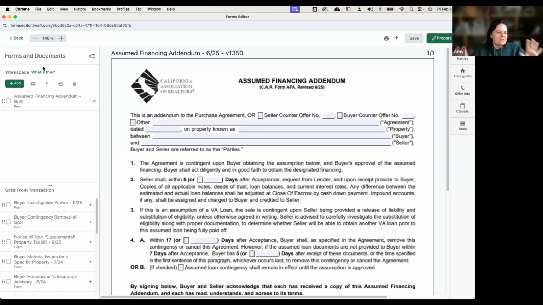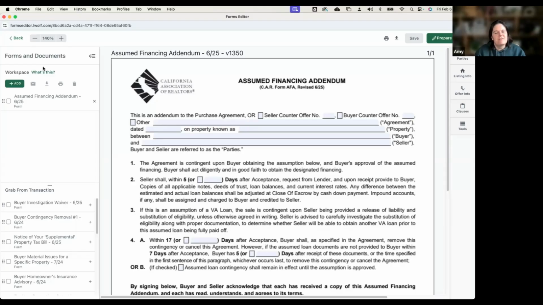So that, again, default, it just sets up that that's in the contract. Number 3 is an if clause. So if this assumption is an assumption of a VA loan. VA loans are different than FHA or conventional or agricultural or USDA. They're different than any other type of financing because the person who purchased the home to secure the VA financing had a VA eligibility. Okay.